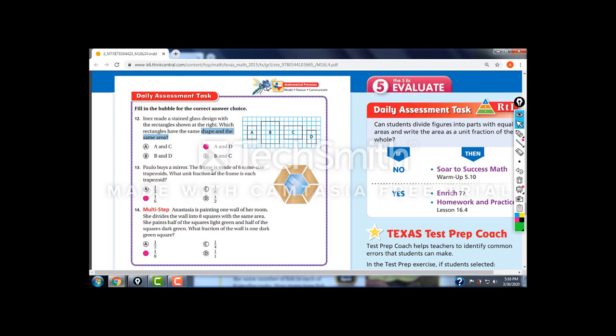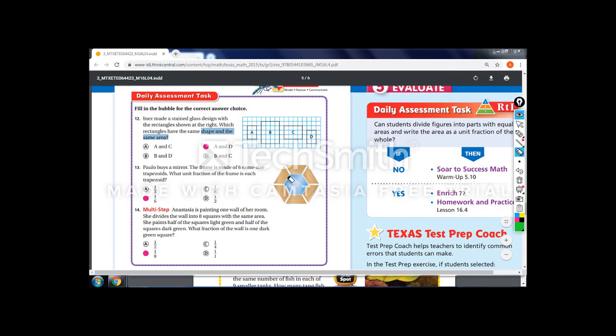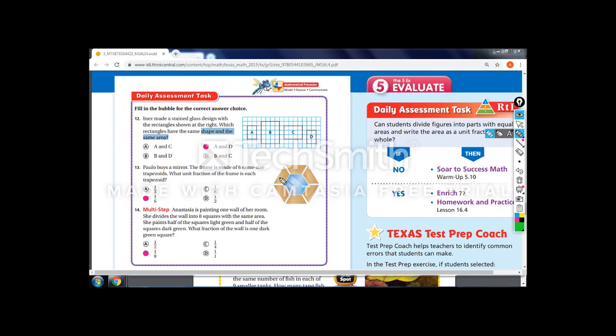Paulo buys a mirror. The frame is made of 6 same-size trapezoids. What unit fraction of the frame is each trapezoid? Okay, so how many? This is easy. How many total does he have? 1, 2, 3, 4, 5, 6. There are 6 trapezoids.